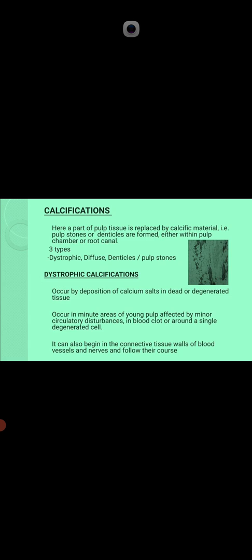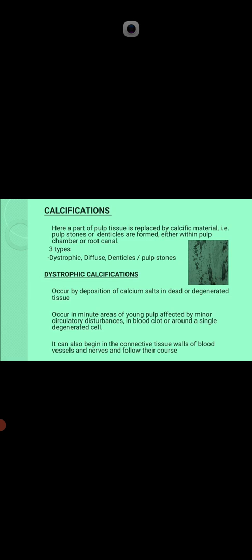Now there are three types of calcification. Number one is dystrophic, second is diffuse, and third is the denticle or pulp stone. First is the dystrophic calcification. Now what is dystrophic calcification? It occurs by deposition of calcium salt in dead or degenerated tissue.